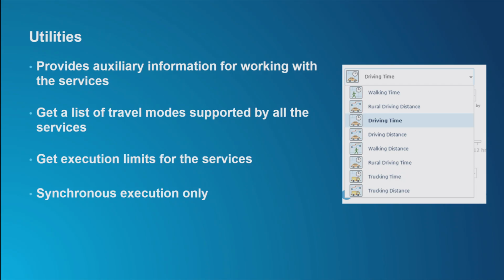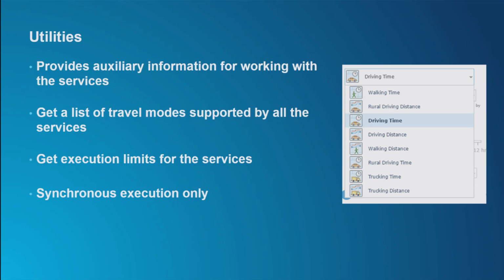Now, there is a little helper service called utilities that provides you auxiliary information for working with all the routing services that we talked about. So I mentioned all the services support travel modes. As a developer, how would you know the list of travel modes that are supported by all of these services? Like I told you, by default, services support these 8 travel modes. You can define your own.